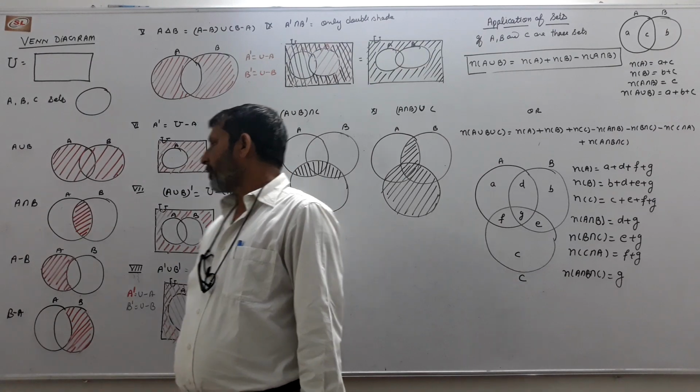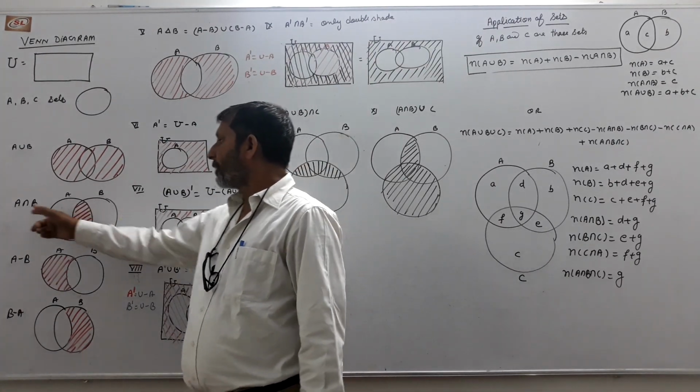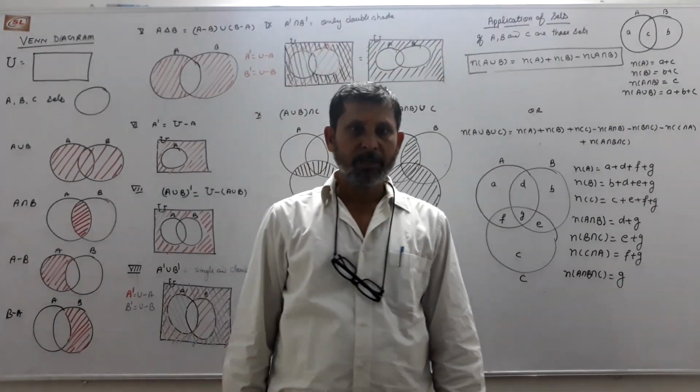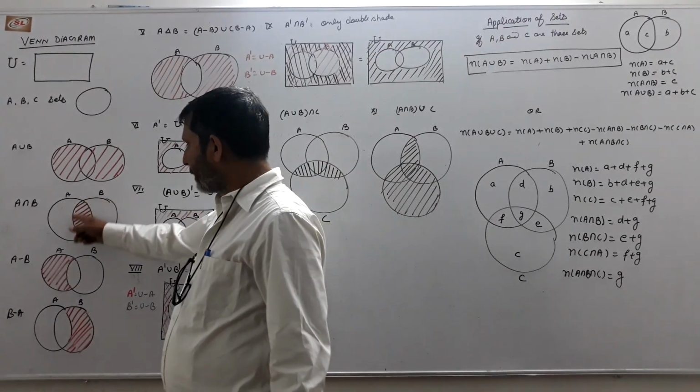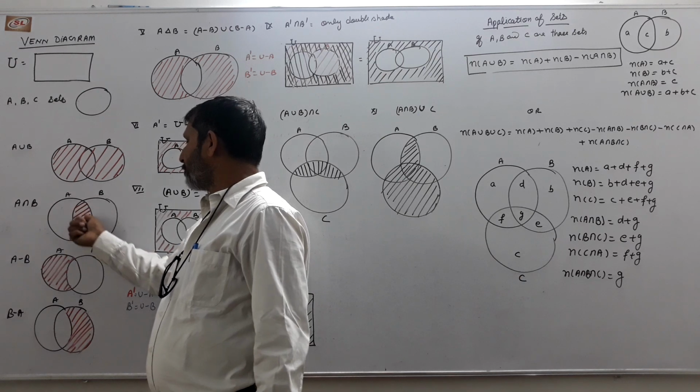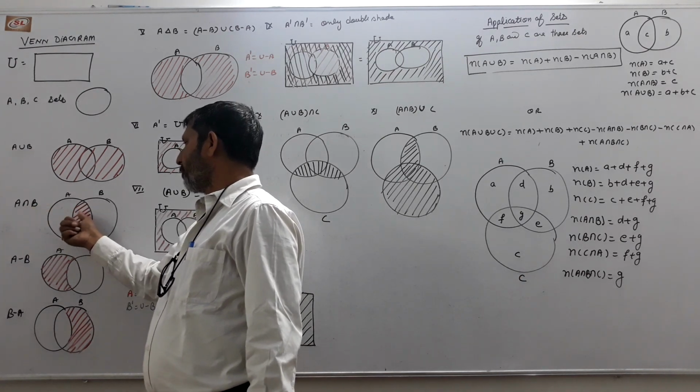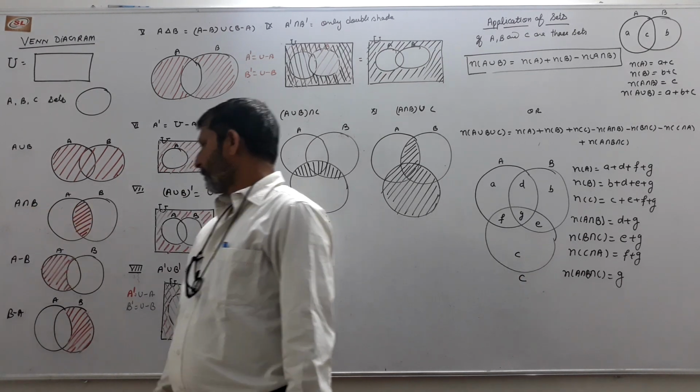Second part, A intersection B. A and B are two sets. What is the meaning of intersection? The common part between A and B. This part is the common part. Therefore, now we shade the common part. A intersection B. The intersection is this.